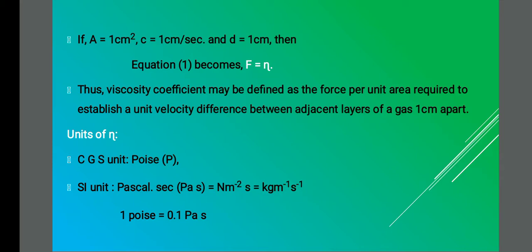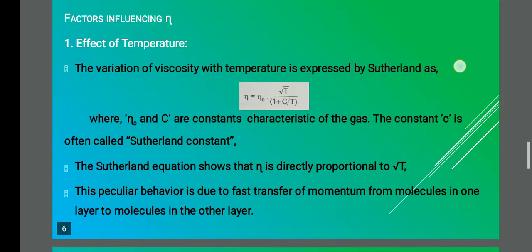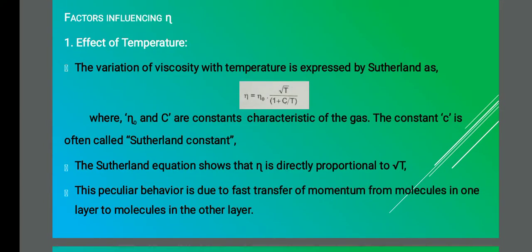Okay, so now we can see the factors influencing the coefficient of viscosity eta. There are two things. I'll say two parameters are influencing. In the previous case, for the mean free path, we saw molecular size, temperature and pressure. But the coefficient of viscosity is influenced by two things: the effect of temperature as well as the effect of pressure. First, we can see the effect of temperature.